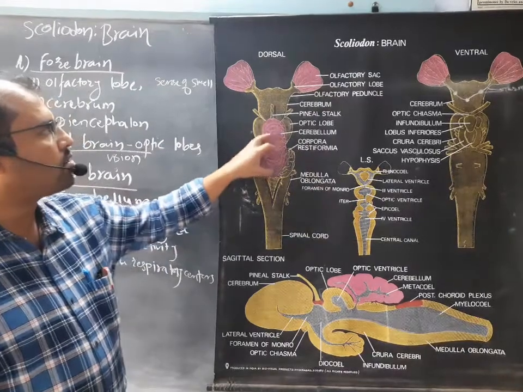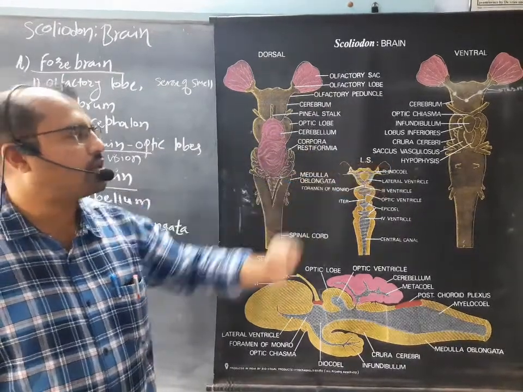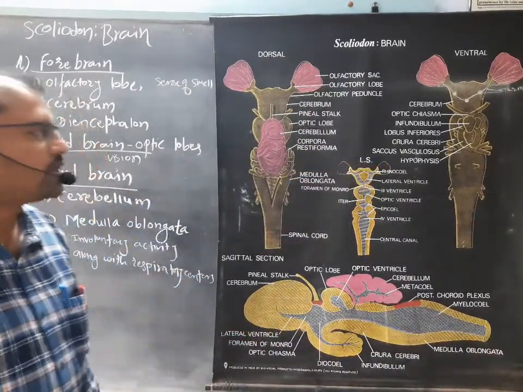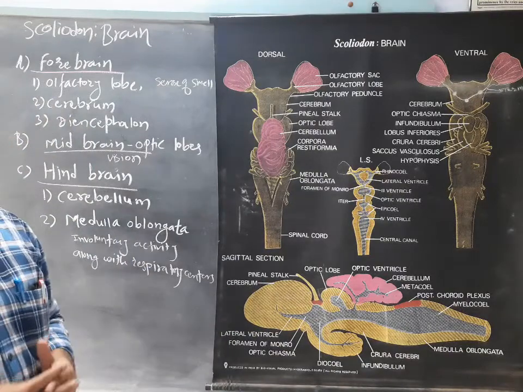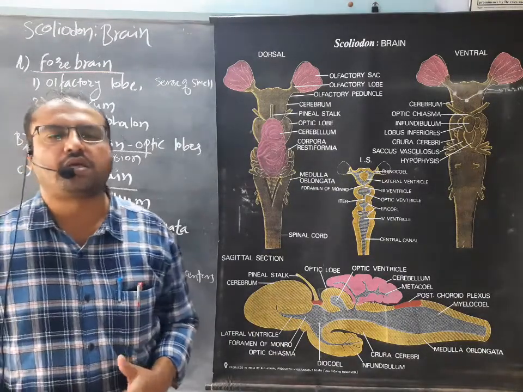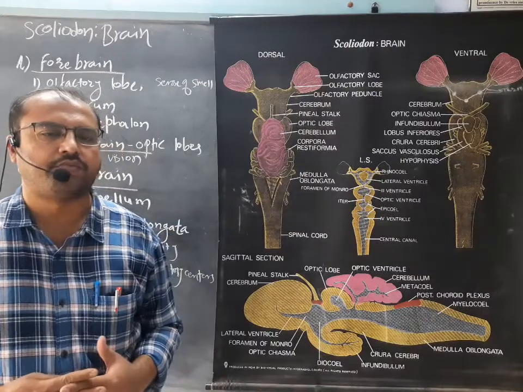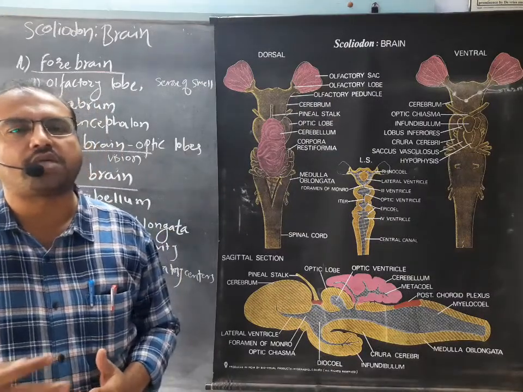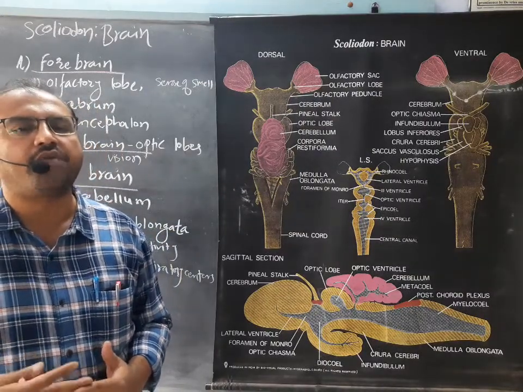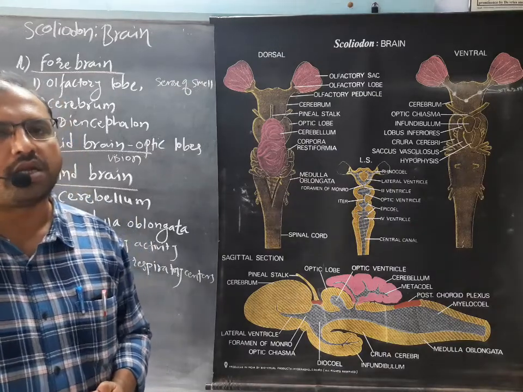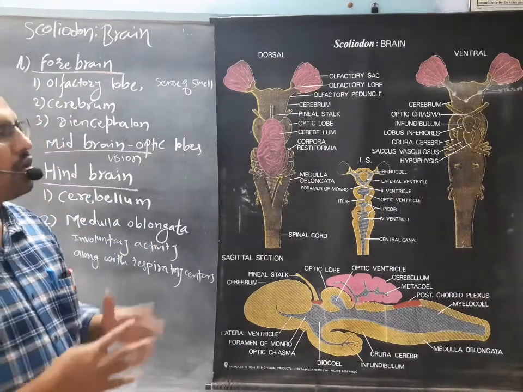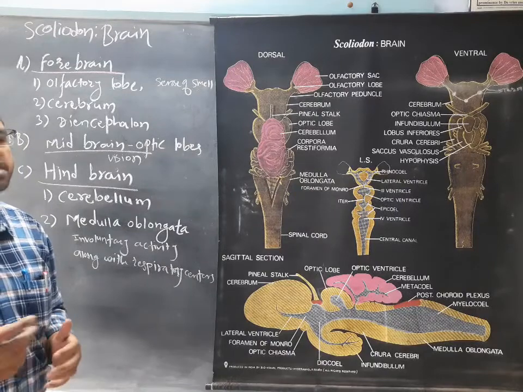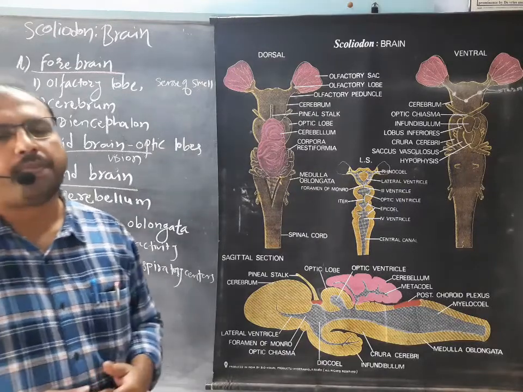Cavities, this is a dorsal view, this one is the ventral view, and this is the sagittal section. And from the brain arise the 10 pairs of cranial nerves. Scoliodon belongs to the class Pisces, and as you know Pisces have 10 pairs of cranial nerves. And all these 10 pairs of cranial nerves arise from the cranium.